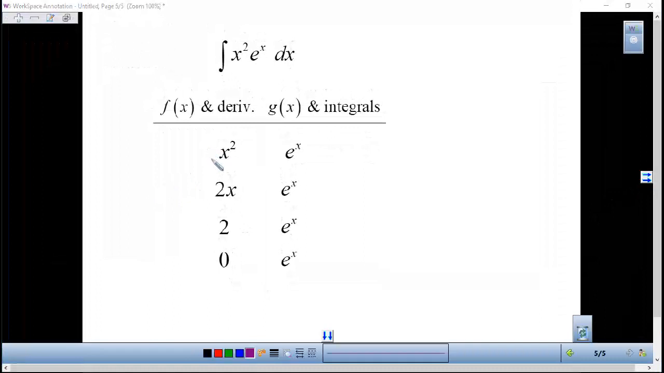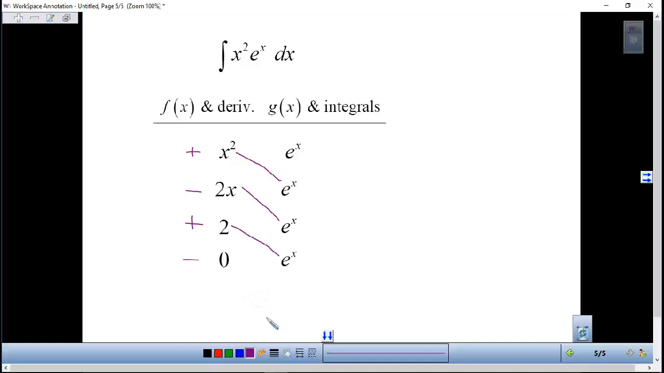Here's what you do then. You're going to go over here and start with a plus, and you're going to do alternating signs down through here. Plus, minus, plus, minus. And then you're going to draw diagonals from one column to the next, and that is you building your terms. So the first term is positive, x squared e to the x, minus 2x e to the x, plus 2e to the x. And then when the 0 is there, 0 times that would have ended anyway, you just put your plus c.